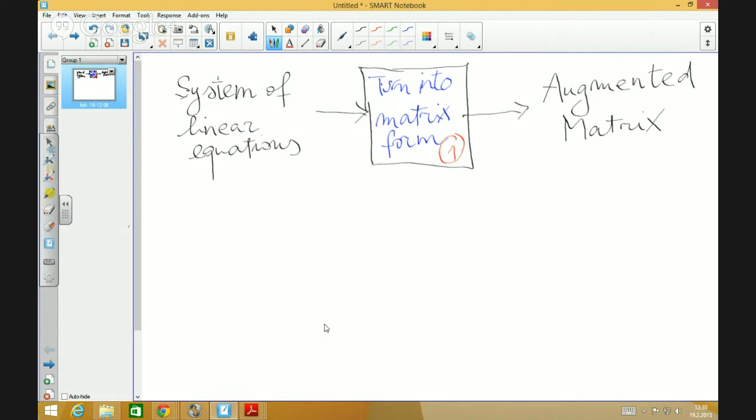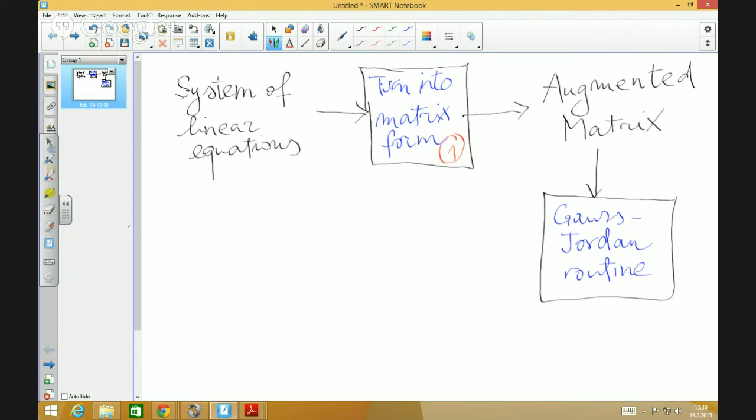So we start from a system of linear equations. The first thing we do is turn it into matrix form and generate an augmented matrix out of that. Once we've done that, we feed the augmented matrix to a Gauss-Jordan routine. Basically, what this does is put the matrix corresponding to the system of equations into row echelon form or reduced row echelon form, depending on what you like best. The outcome is our possibly reduced row echelon matrix.